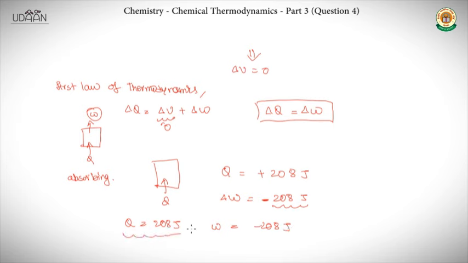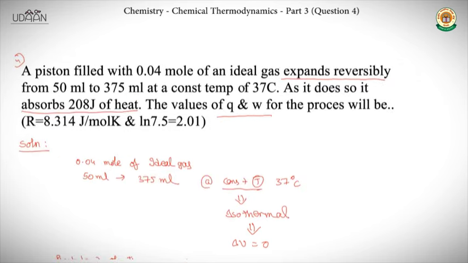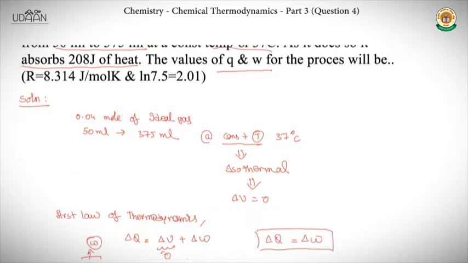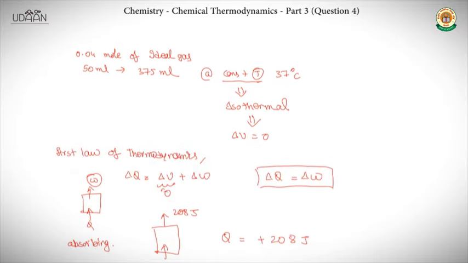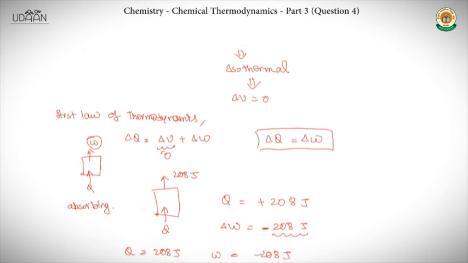Here 208 joules we are supplying into the system, and 208 joules of work is done by the system. Here in the question they gave a lot of extra information. They gave the number of moles of ideal gas and 50 ml to 375 ml, and other information also, but we didn't use anything. Be with your basics and use whatever you know here. That's it. Okay guys, let's move on to the next question now.